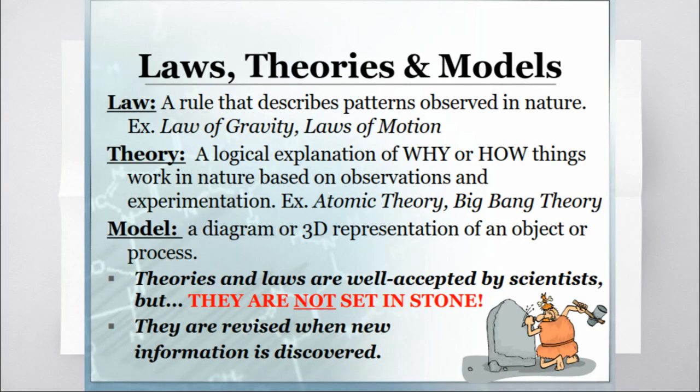So you'll hear oftentimes laws, theories, and models. A law is a rule that describes patterns observed in nature. For example, the law of gravity that states that when you drop something, it falls to the ground. It describes patterns that were observed. The theory is why these laws might happen. Okay? Or how this happens.